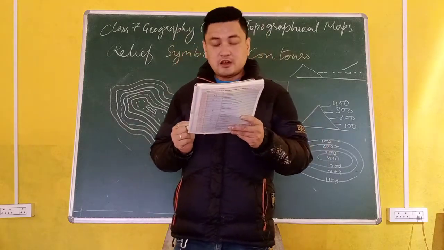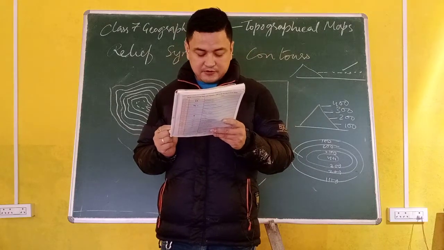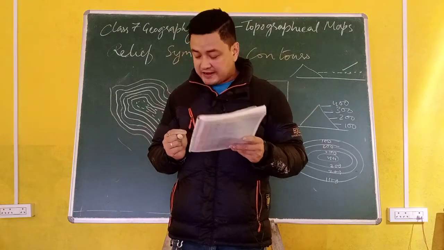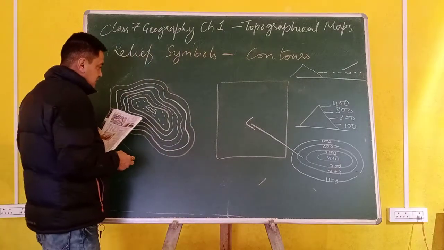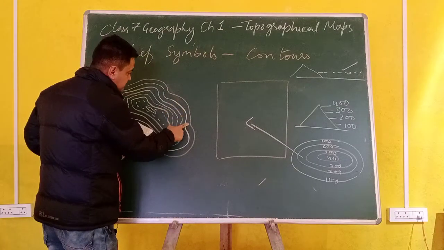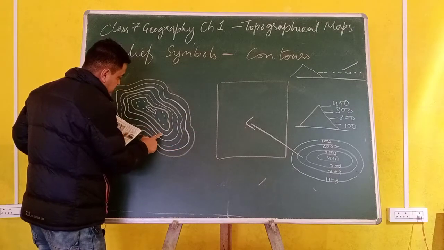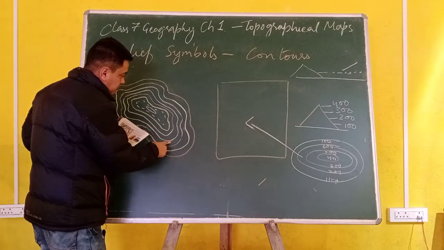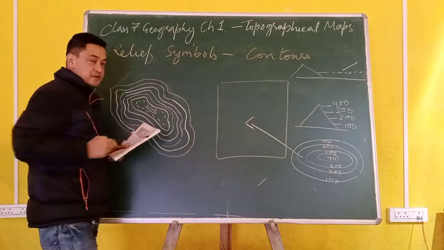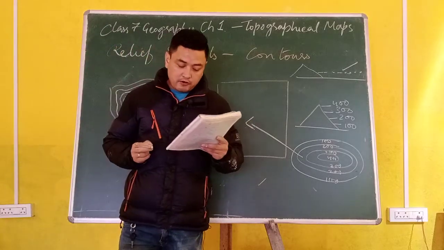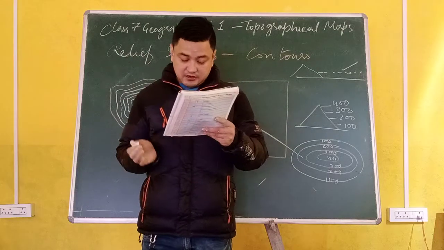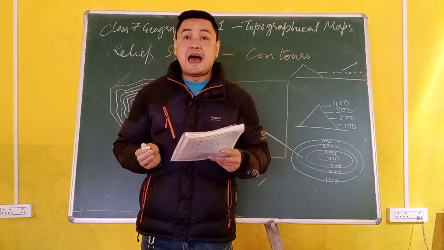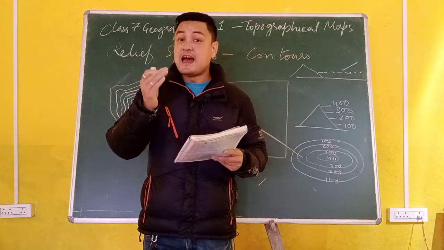For the convenience of calculation, every fourth or fifth contour line is darker and thicker. Now you can see the dark lines here. How many lines are there? 1, 2, 3, 4. After 4 lines it is darker and thicker. So I represent it with the orange chalk. Contour lines are darker and thicker due to change in elevation.